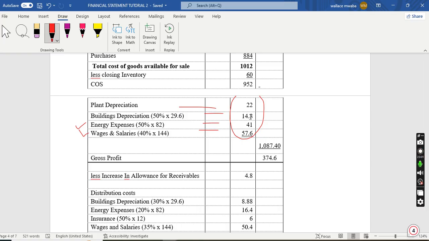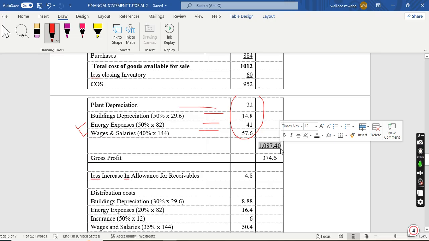So once we've done our apportionments or allocations, we now add these to the cost of sales. So 952 plus 22 plus 14.8 plus 41 plus 57.6. Colleagues, confirm with your calculators. Do we get 1087.4?